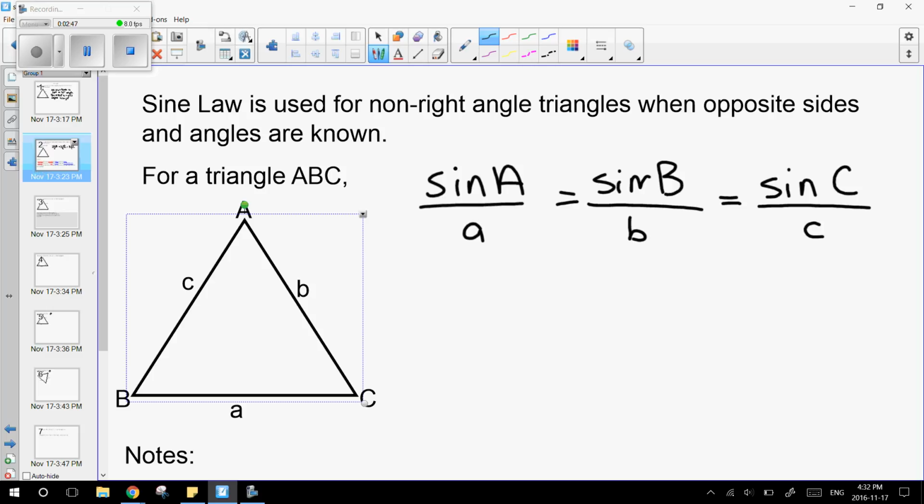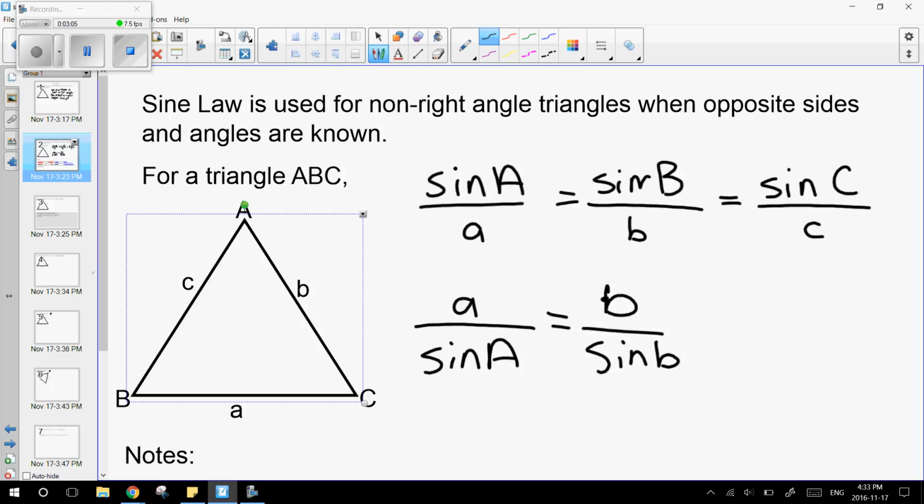We can also have the exact same thing, but with our sides and sine A's and B's and C's flipped. So we can have our side on top and our sine of our angle on the bottom. So those are our two formulas for sine law, and we can use one or the other. It doesn't make a difference.